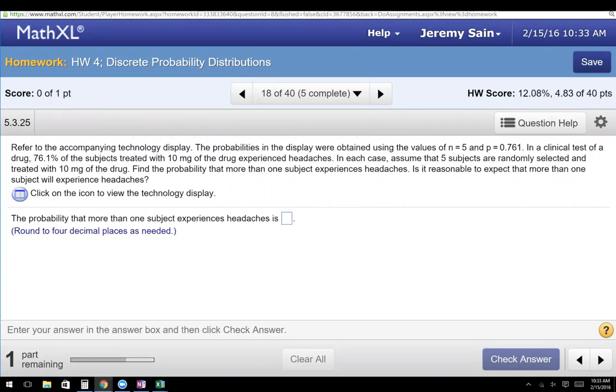Values if n equals 5, p equals that, clinical test of drug. That many subjects were treated with that. In each case, 5 subjects were randomly selected and treated with 10 milligrams of the drug. What's the probability that more than one subject experiences headaches? Is it reasonable to expect that more than one subject will experience headaches?